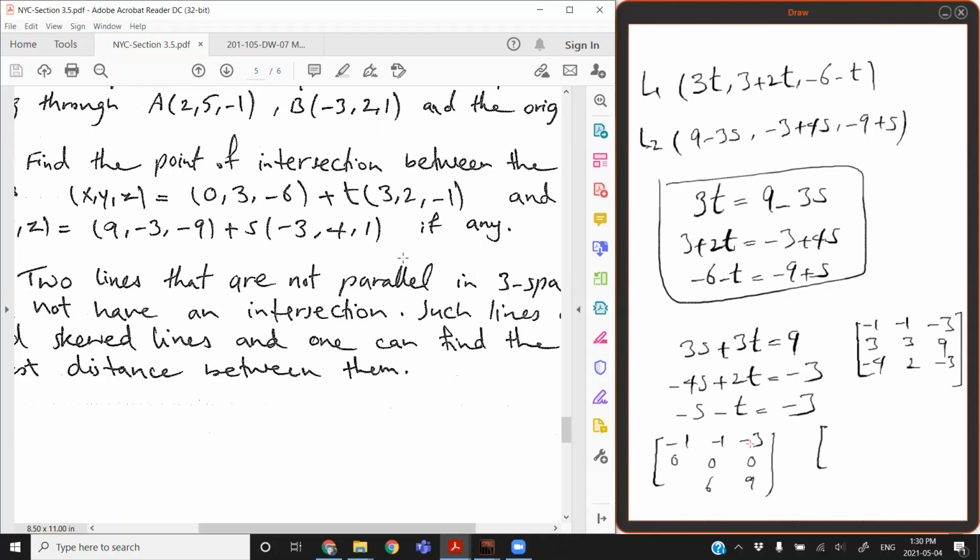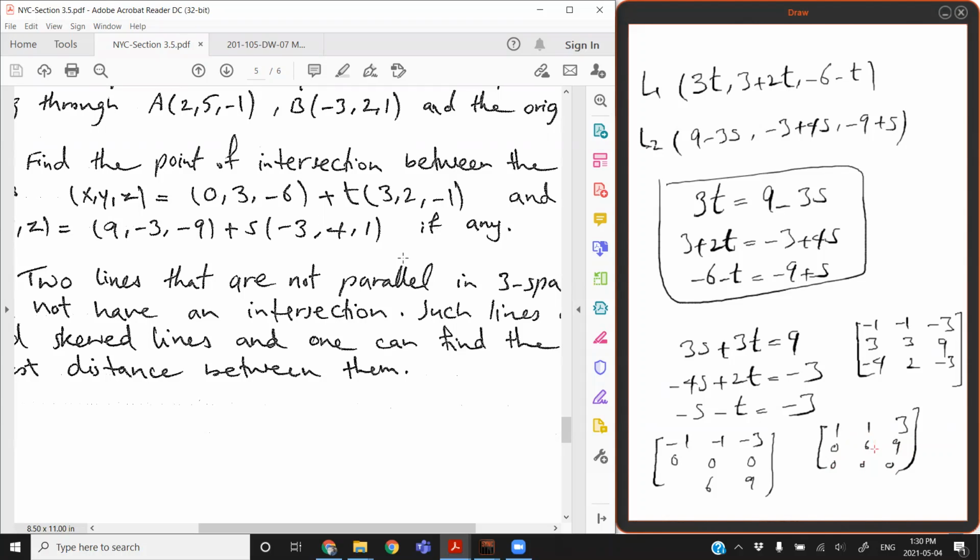So next step, I multiply this by a negative 1. I get 1, 1, 3. And then I get 0, 6, 9, 0, 0, 0. I'm swapping the second row and the third row.